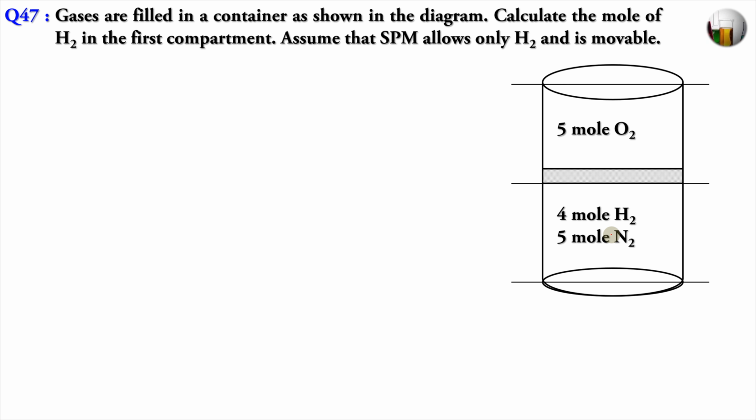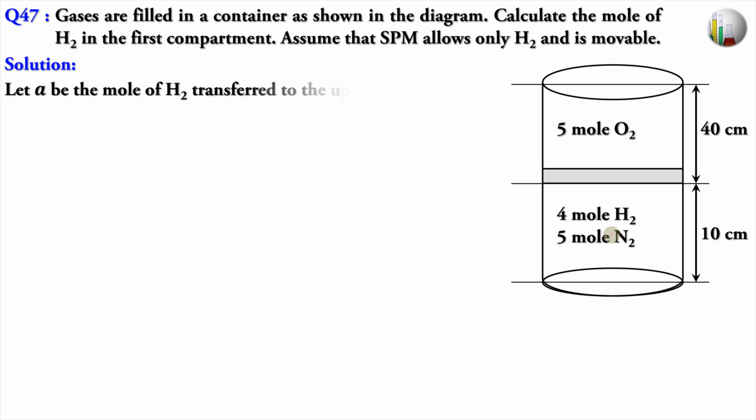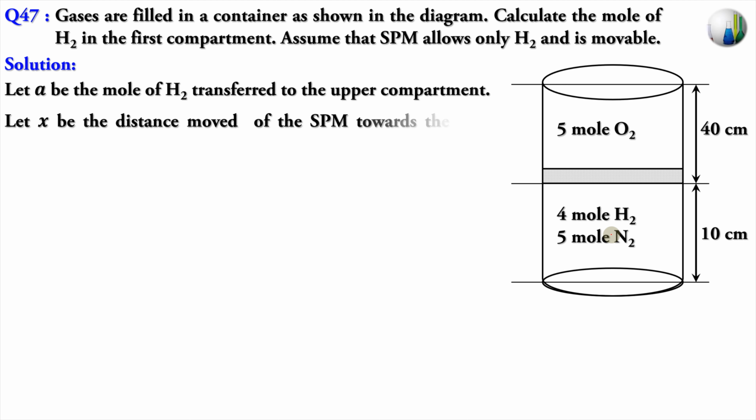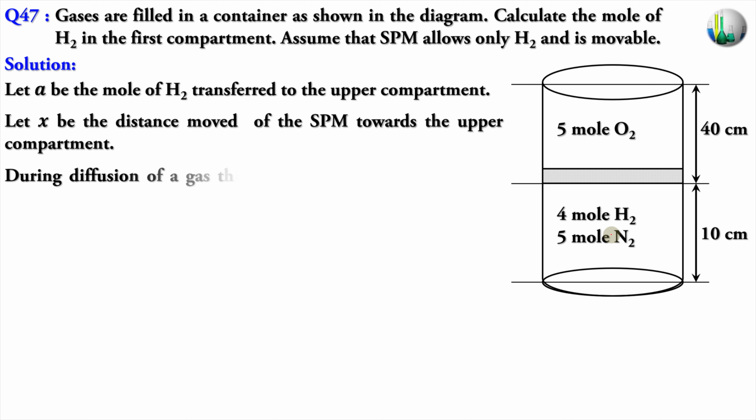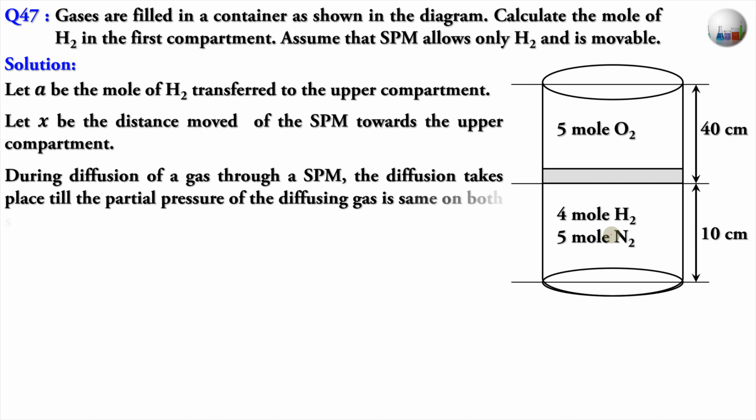So this is what you get. This is 10, this is 40. Solution: let A be the moles of H2 transferred to the upper compartment, and let X be the distance moved by the SPM towards the upper compartment. And during the diffusion of a gas through an SPM, the diffusion takes place till the partial pressure of the diffusing gas is the same on both sides. So pH2 lower and pH2 upper will be equal.